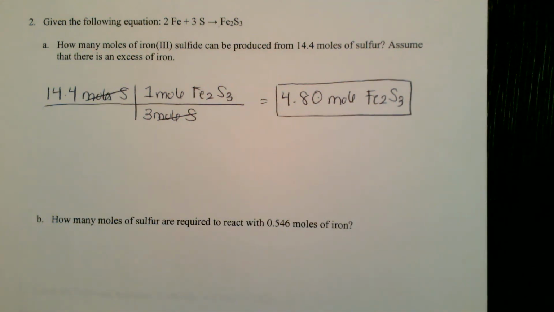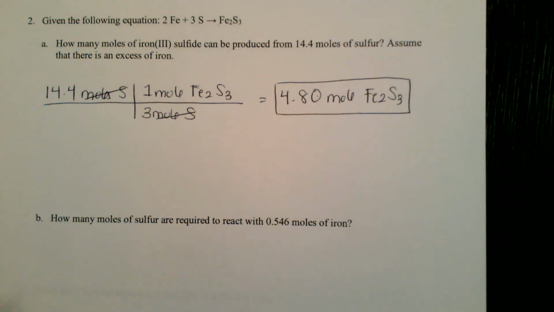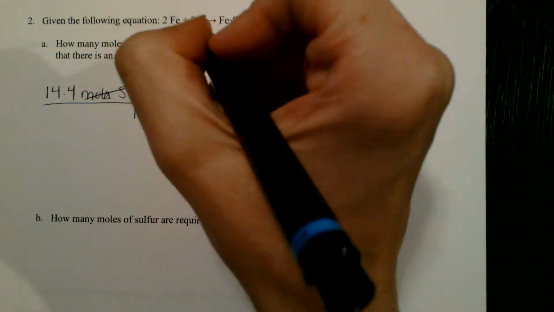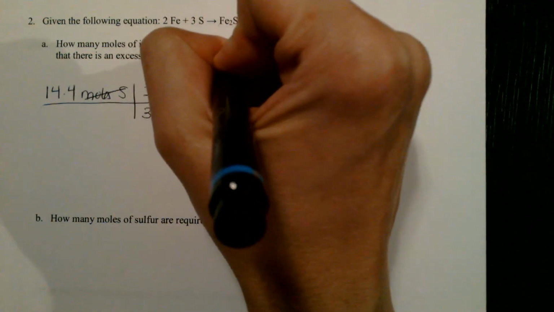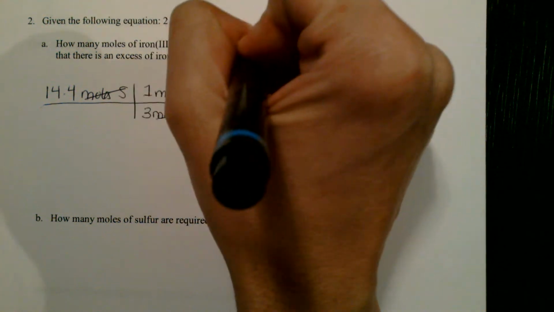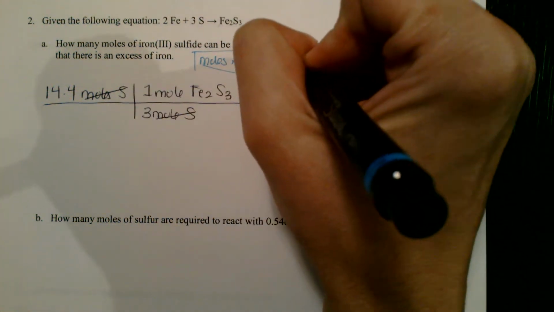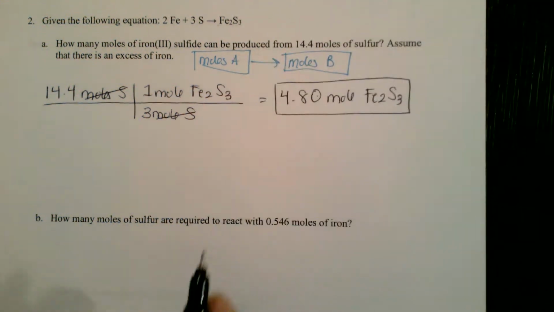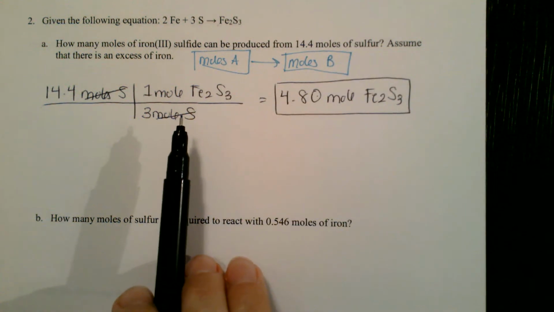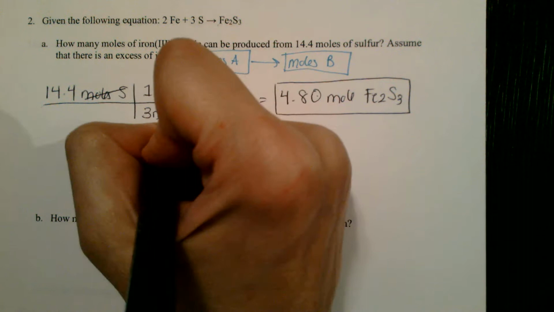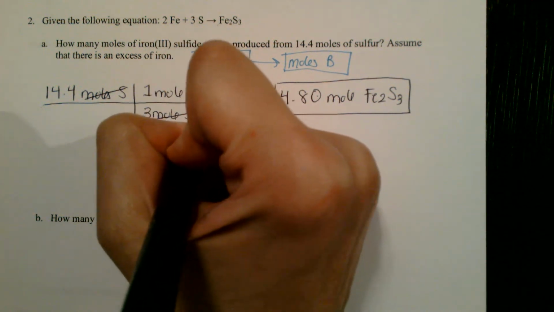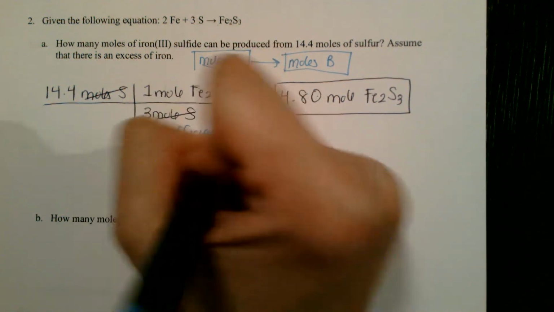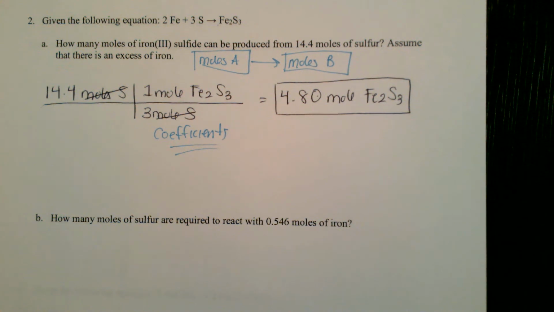Okay, so this is just going from moles to moles. So what we did here is we went from moles of compound A to moles of compound B. And to do that, all we needed to do was use a mole ratio, which was, again, our coefficients. So we did that just by building a ratio from coefficients.